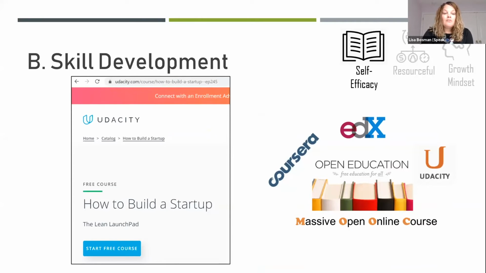The example that I provide here is how to build a startup. So if you have an entrepreneurship or business-related course and you want to encourage students to look at what other resources might be available, signing up for a MOOC might be a good option.